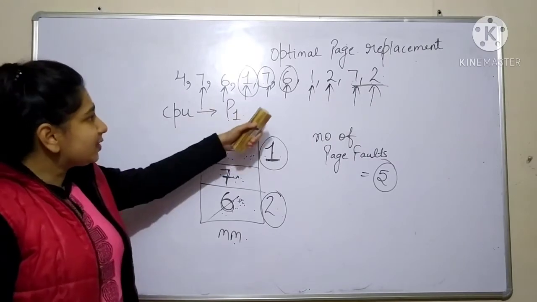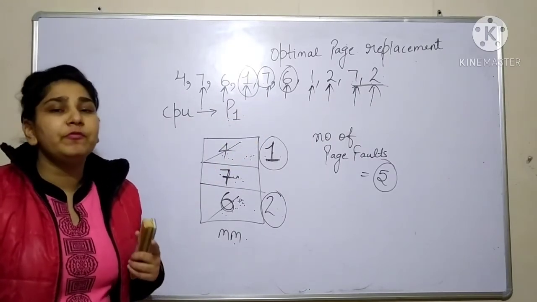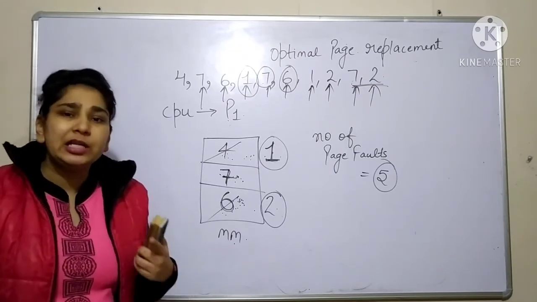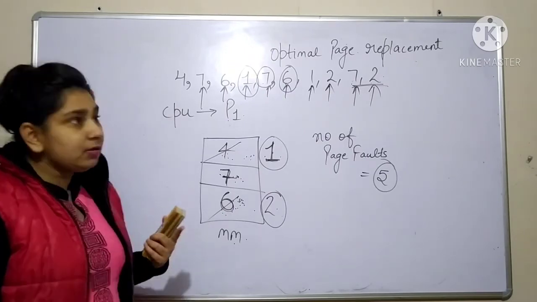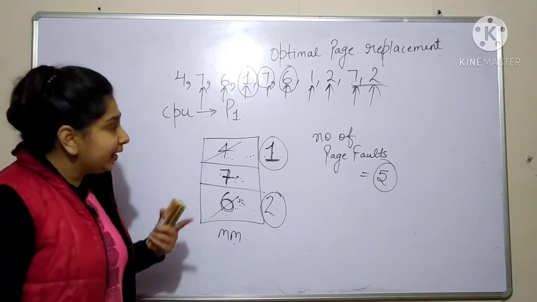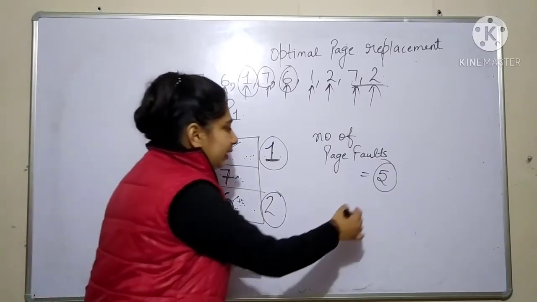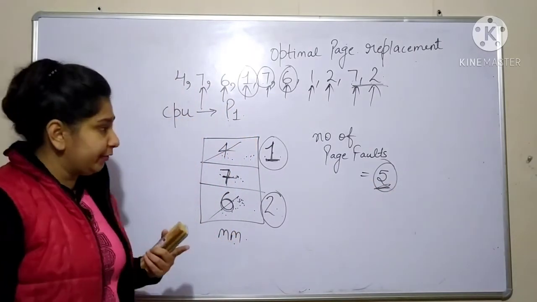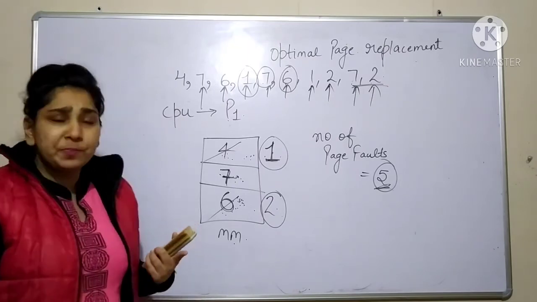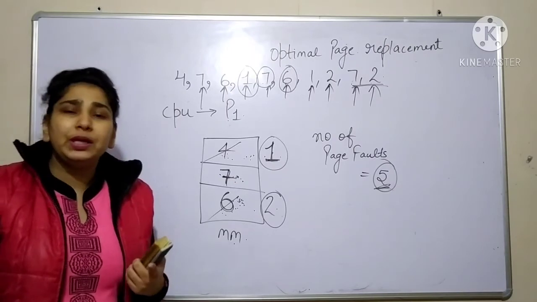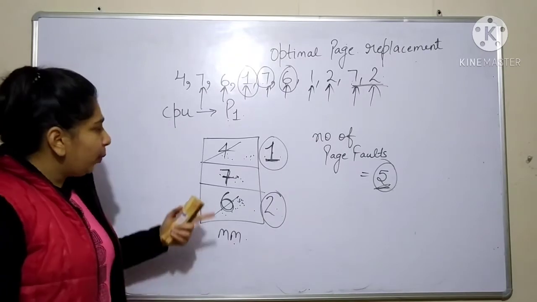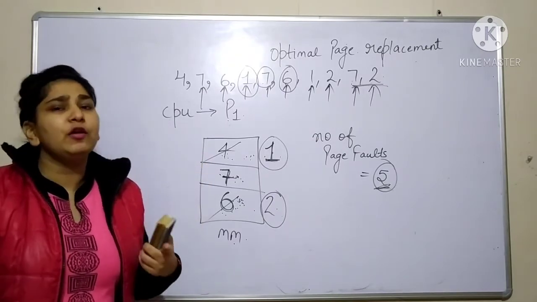We discussed the same example in first come first serve and least recently used. In both these algorithms, we got 6 page faults. But this optimal page replacement algorithm is the most effective algorithm. In this algorithm, we are getting 5 page faults. Why is it so? Because in optimal page replacement algorithm, we are trying to predict the future. We are trying to know which pages are required in the future.